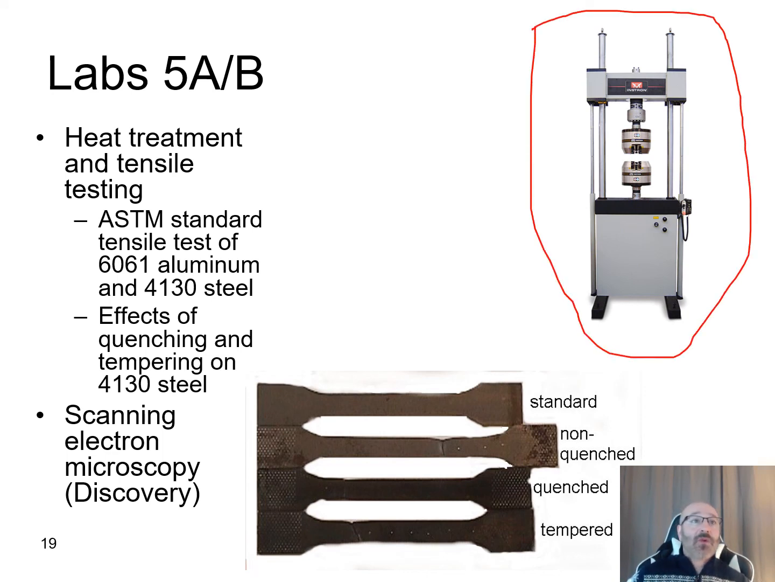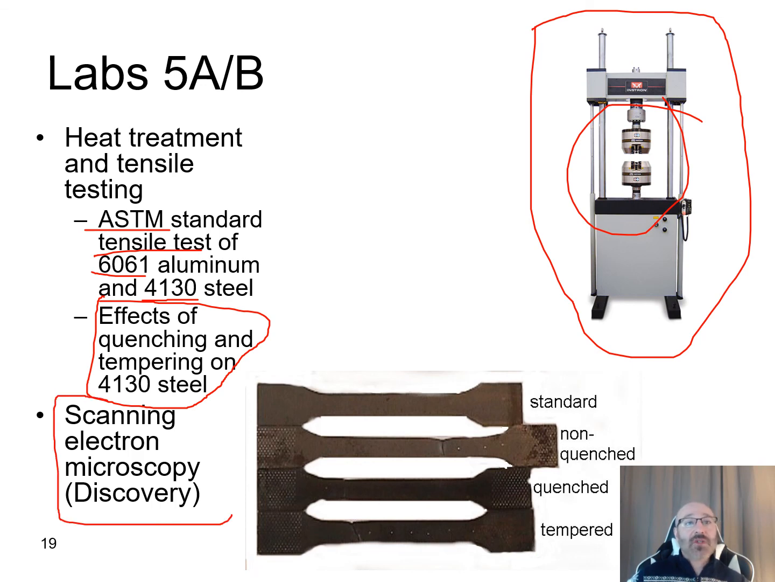So we're going through taking a look at some of the ASTM standards for tensile testing, look at a couple different material types here, 6061 aluminum, some 4031 steel, looking at the effects of quenching and tempering on the steel, and we're going to be comparing the results as you run the tension tests on those different samples. And lastly, we're going to be using a scanning electron microscope after we've pulled these samples and cracked them to take a look at the individual cracks in those samples close up.